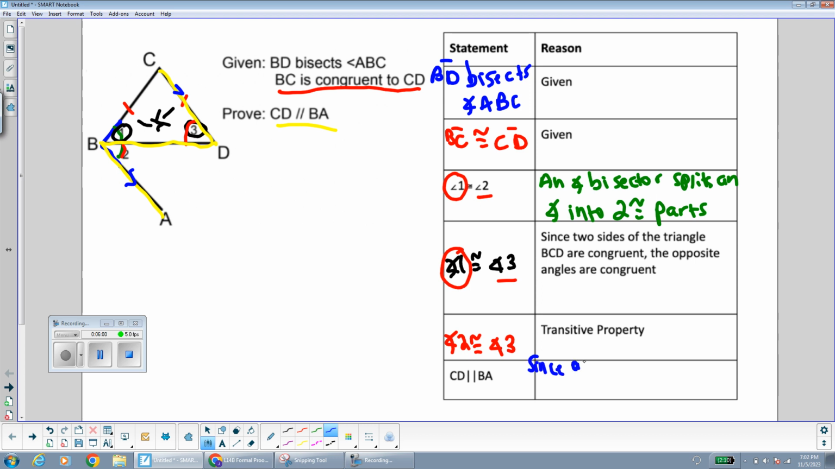Since alternate interior angles are congruent, the lines are parallel.